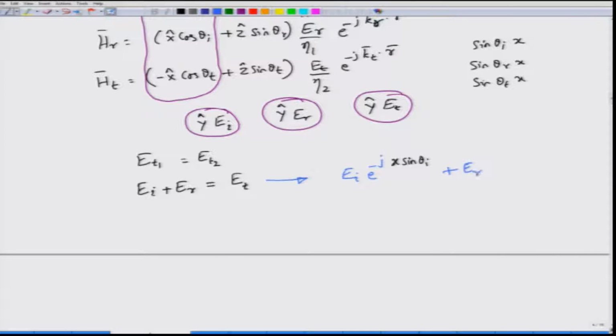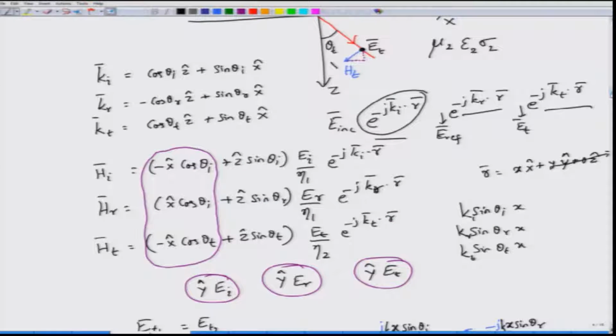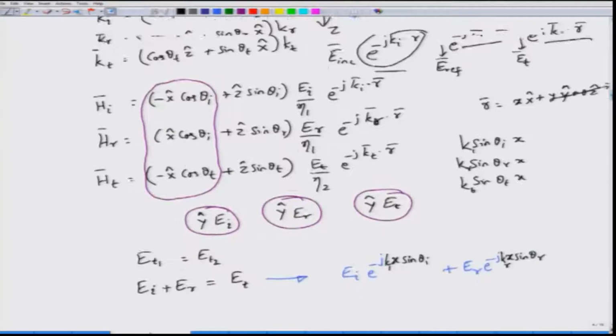plus ER e power minus j, the phase factor is x sin theta r. There is a k here which I forgot to put. So, there is k here and this k has to be ki, kr and kt. Here I forgot to put ki. This has to be multiplied by the magnitude of k, which is ki for the incident vector, kr for the reflected and kt for the transmitted wave vector. Okay. Sorry, I forgot to put that.